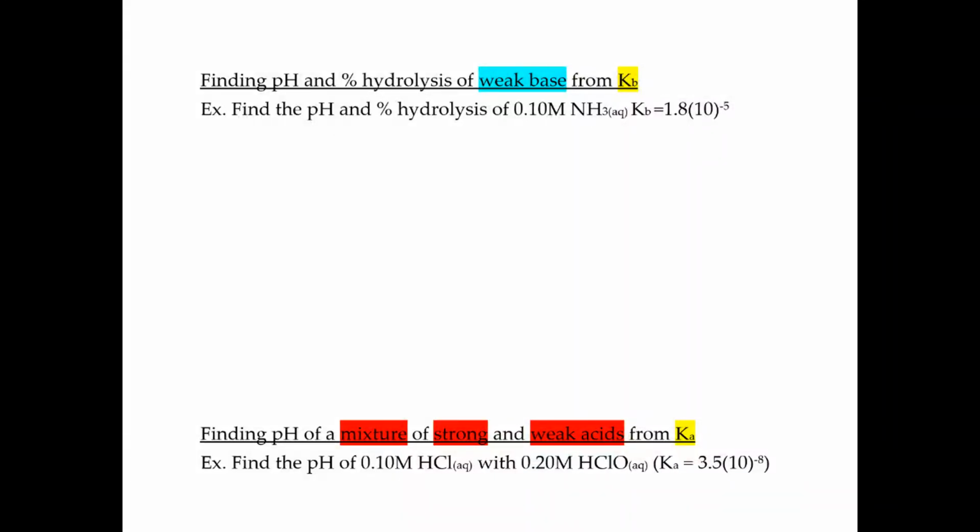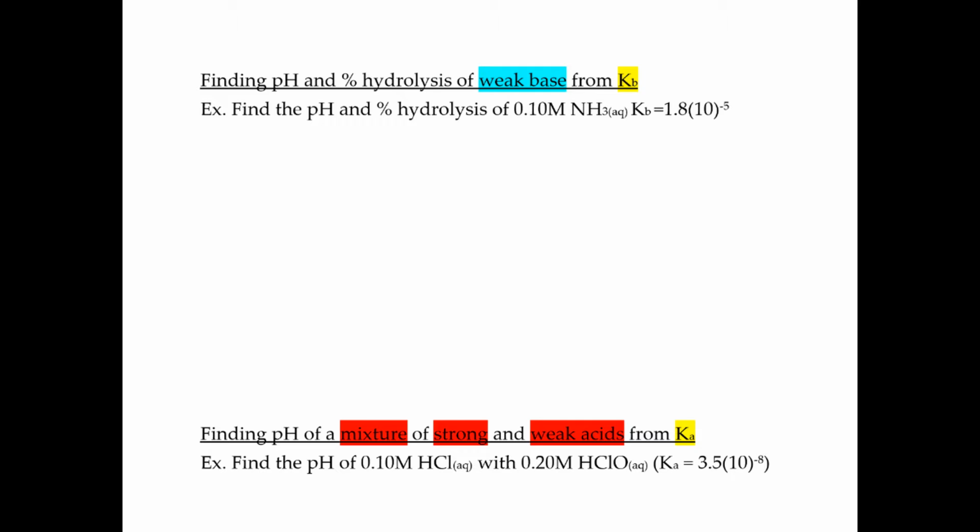Today we're on page 6 of the Chapter 14 AP Chemistry packet. We're going to be finding the pH and percent hydrolysis of a weak base from the Kb. This is analogous to what we did with the acids and the Ka. And instead of writing dissociation right here, we write hydrolysis because bases are not going to dissociate. They're going to react with water to make the hydroxide.